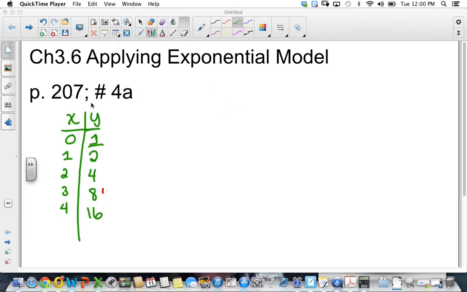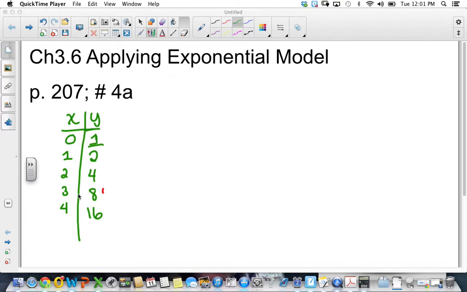I'm continuing problem 4A on page 207 from section 3.6, applying exponential models. In the previous video, I showed you how to use the calculator to find the exponential model. In this video, I'm going to show you how to just use the table of values that we created.